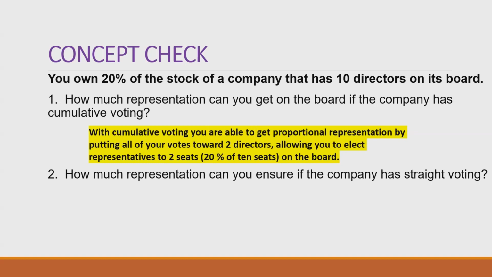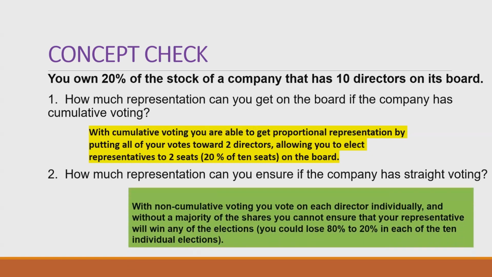Number 2, how much representation can you ensure if the company has straight voting? With non-cumulative voting, you vote on each director individually, and without a majority of the shares, you cannot ensure that your representative will win any of the elections. You could lose 80% to 20% in each of the 10 individual elections.